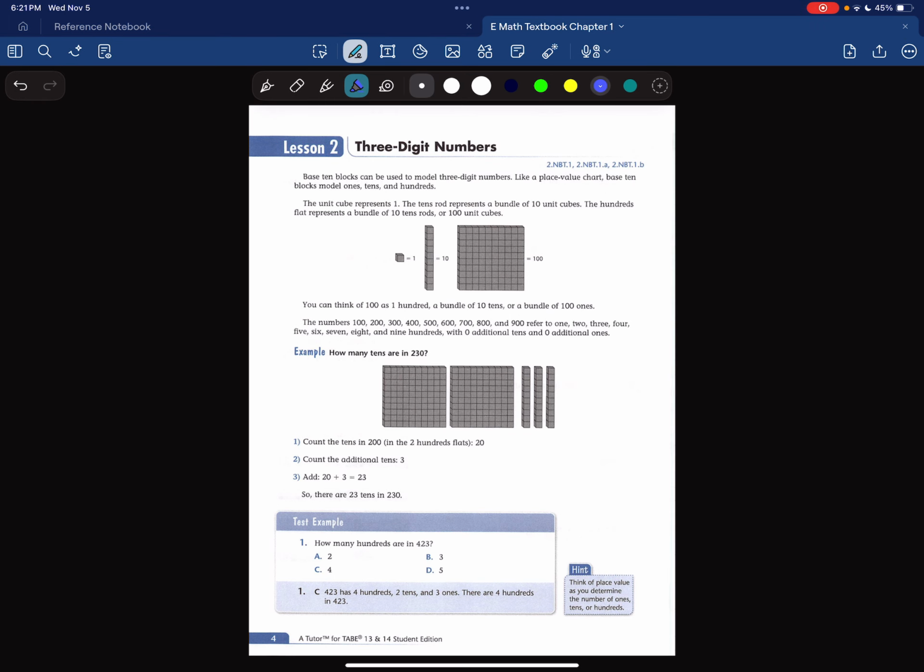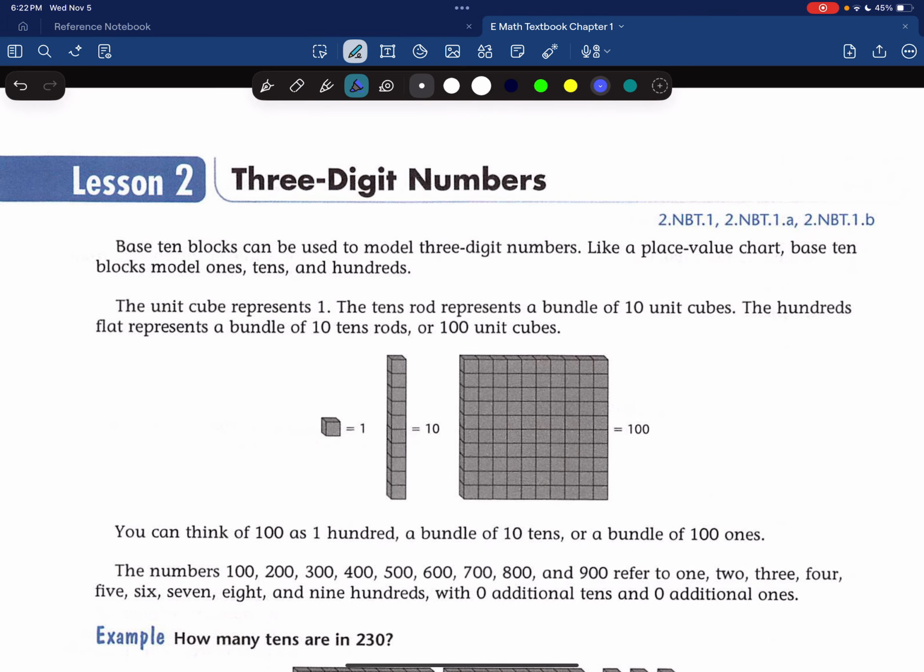And I am going to read this because it's important stuff. You can speed up your video to double time so it plays faster, or you can skip this entirely if you understand it. But I will tell you that this is incredibly important for test day, so make sure you truly understand what's going on here before you skip. All right, page 4, lesson 2, 3-digit numbers.